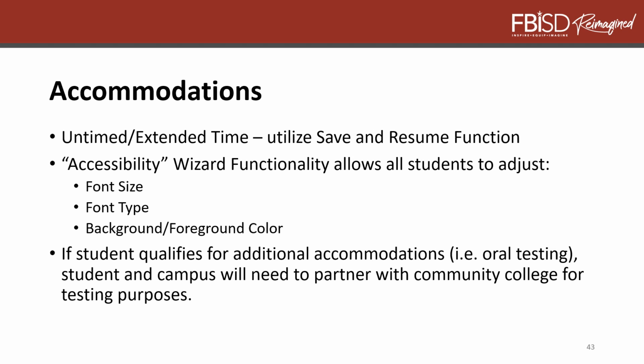Accommodations. Well, every student receives the accommodations of unlimited time because the test is untimed. Again, technically the student has 3 days to complete the test. There is also a built-in accessibility wizard, which allows students to adjust the font size, the font type, and the background or foreground colors. If a student qualifies for additional accommodations, then the student and the campus will work with the local community colleges for testing purposes to have additional accommodations implemented for that student. It would require the student submit the admissions application for that community college.